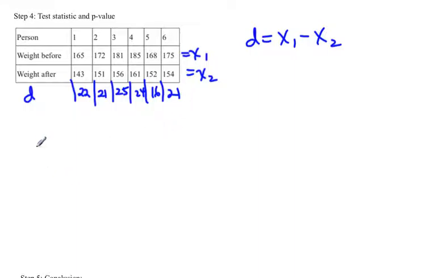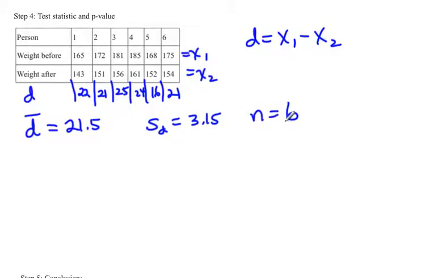Then you're going to use some technology, whether it's the TI-83/84 calculator or Excel, doesn't matter what technology you use, to find the mean of these differences. We now kind of ignore x1 and x2. So we're going to find the mean of the differences. We call that d bar because it's the mean of the differences. And the technology tells us it's 21.5. You also need the standard deviation of those differences. So we'll call it s sub d to note that they come from the differences. And your technology tells you that's 3.15. And we need to know n, which is the number of pairs. We had 6 pairs.